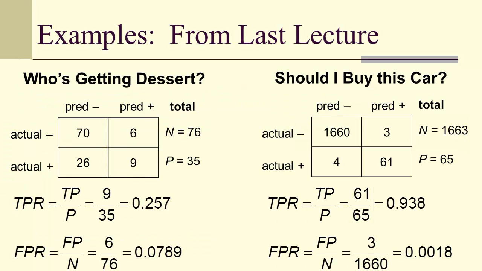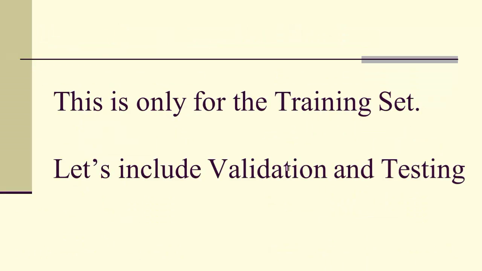So remember from last lecture, we looked at these two examples. Who's getting dessert? Should I buy this car? We had true positive rate, false positive rate, as you see down there. But this was only for the training set. So let's suppose we include validation and testing.